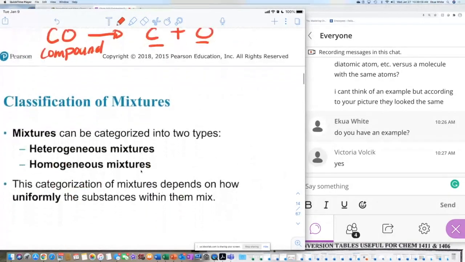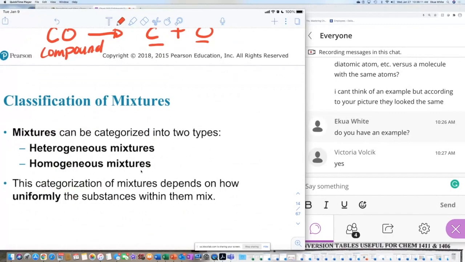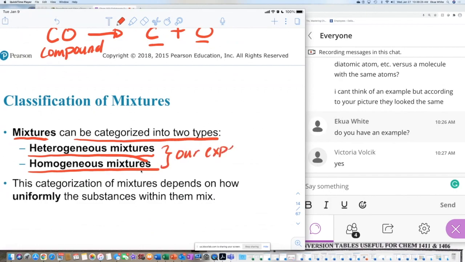Okay? So once we've defined that, now we're looking at mixtures. We've seen the mixtures before. A mixture can be categorized into two types. You have heterogeneous mixtures, you have homogeneous mixtures. Now these definitions are based on our experience. This is based on our experience. Essentially, how we see them.